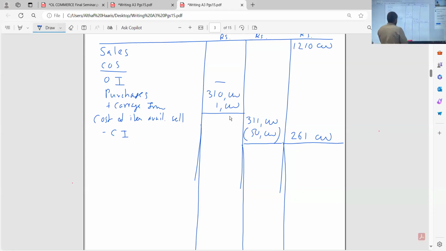311 minus 50. Yes. So here, what's the gross profit? 1210 minus 261 gives 949,000. This is the gross profit.